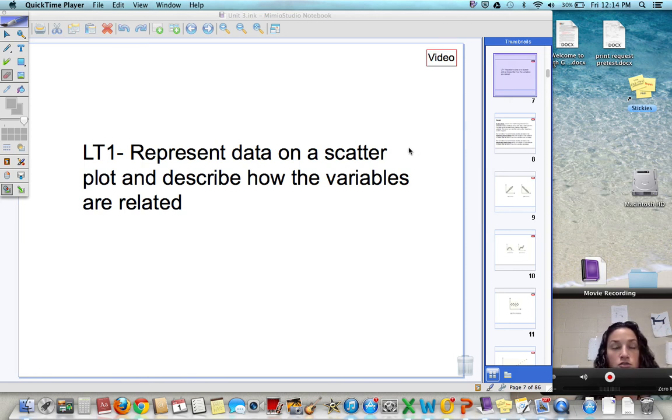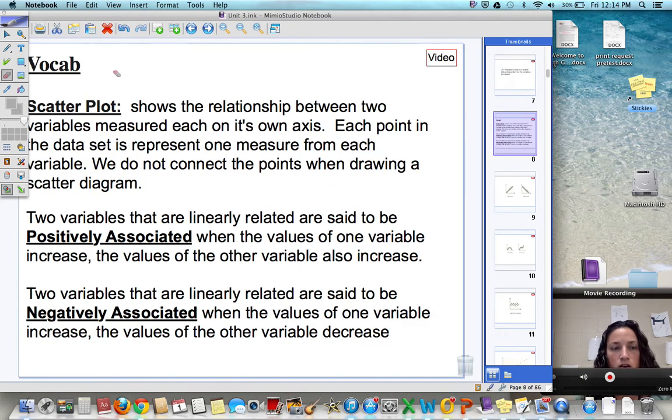Okay, so this is Unit 3, and we're going to be talking about Learning Target 1: represent data on a scatter plot and describe how the variables are related. Okay, so we have a couple definitions, so you want to get out your video notes and make sure that you're along with me right now.